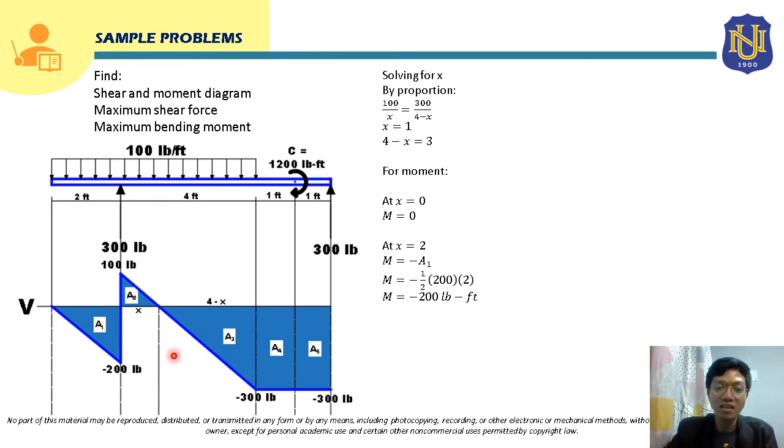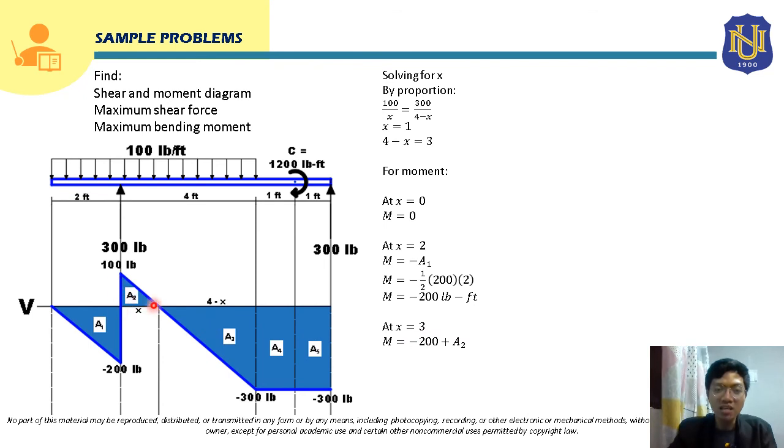Now, at the next point, which is at this point, its distance from the left is 2 plus x. So that will be 2 plus 1, since the value of x is 1. Therefore, at this point, this is 3 meters from the left. So at distance 3 meters from the left, the moment here will just be the previous moment, and then we are going to sum up the area in this segment, which is area 2. The previous moment is negative 200.